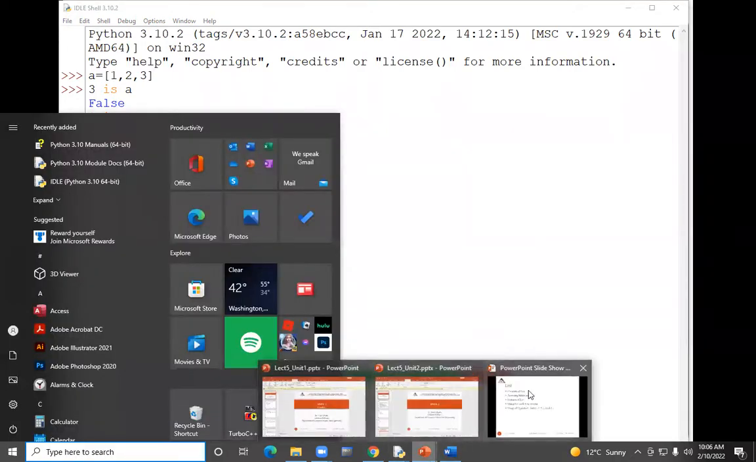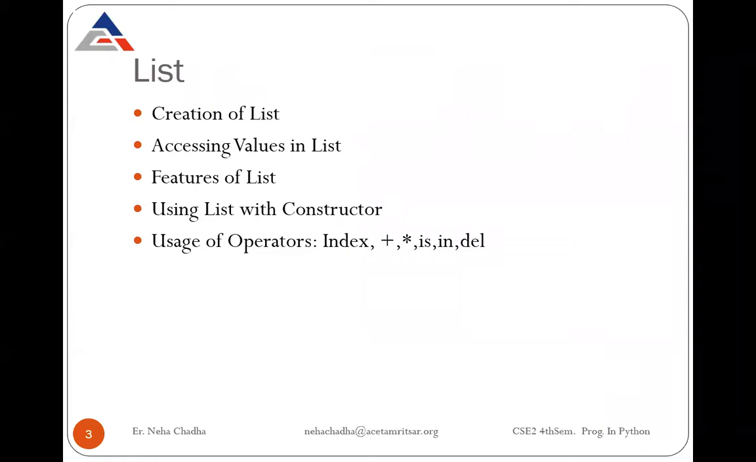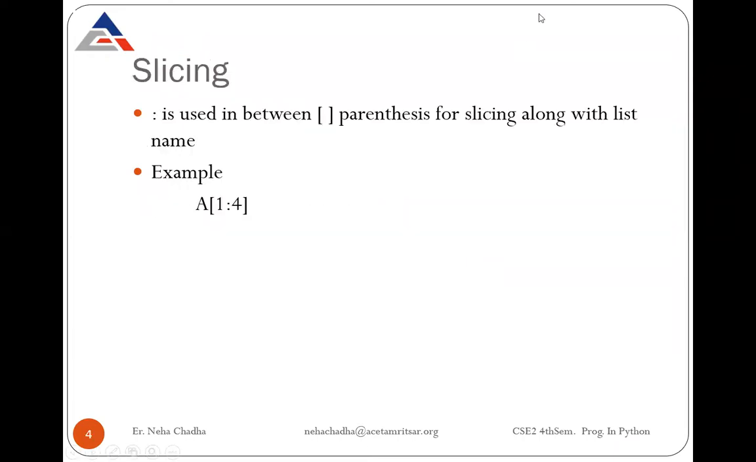We will do in detail how you can delete from your list, so I'm skipping this operator right now. I will cover it in our next part. The things that we have covered: how you can create a list, how you can access values in a list, and the main features of a list. You can take any type of data type in your list. Your list should be enclosed in square brackets separated by commas, and list is mutable. Okay, you can change your list.